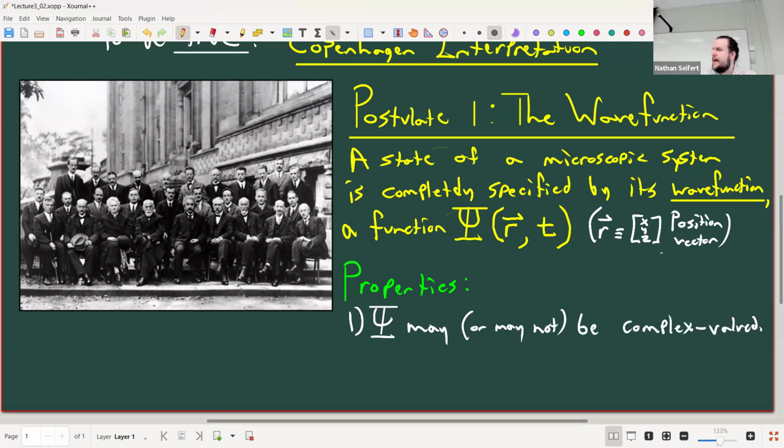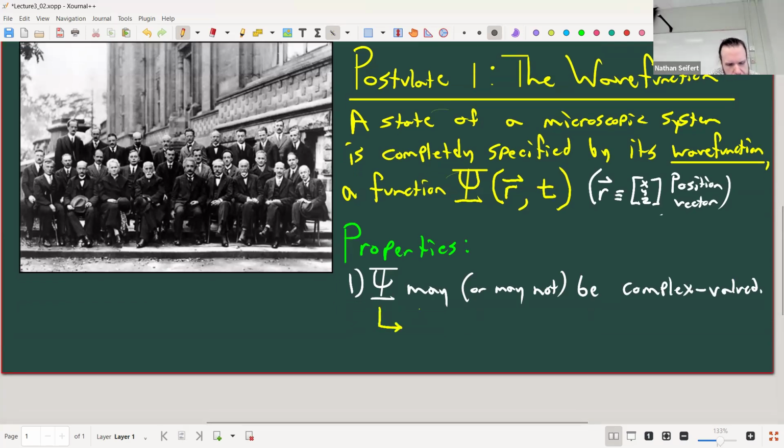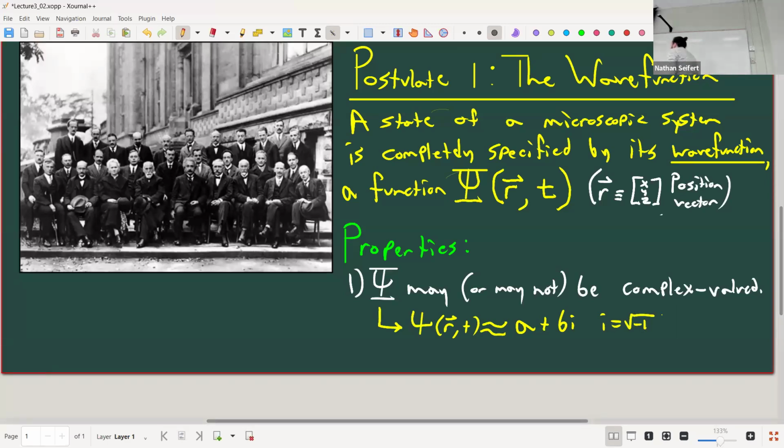What does that mean? Well, that means that psi of R at some t might look like an imaginary number, a plus bi, where i is equal to the square root of -1. There might even be some i's inside the function. It may be complex valued. We're going to try our best to stay away from complex numbers in this class, but as we'll see in the next week or so, you can't get rid of them. Real life is complex. It's kind of the crazy thing.